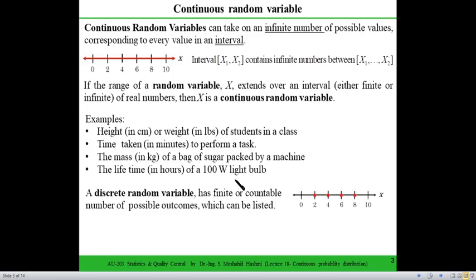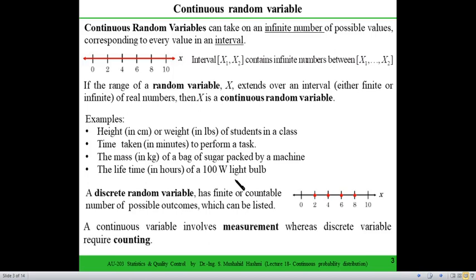Okay, so a discrete random variable would be something always countable and finite, whereas a continuous random variable is where you are counting as well as measuring, and you are getting a number which could be a finite number or could be infinite values in a given interval. So this is the feature of a continuous random variable.